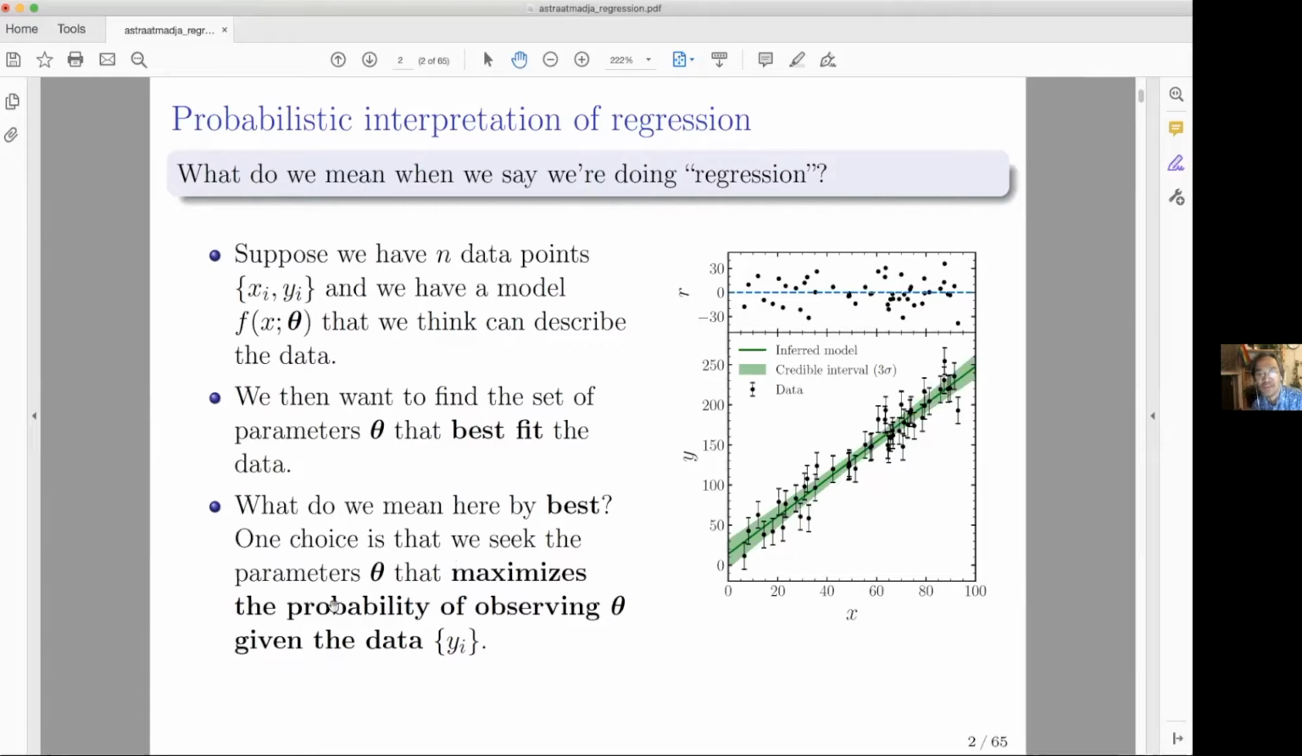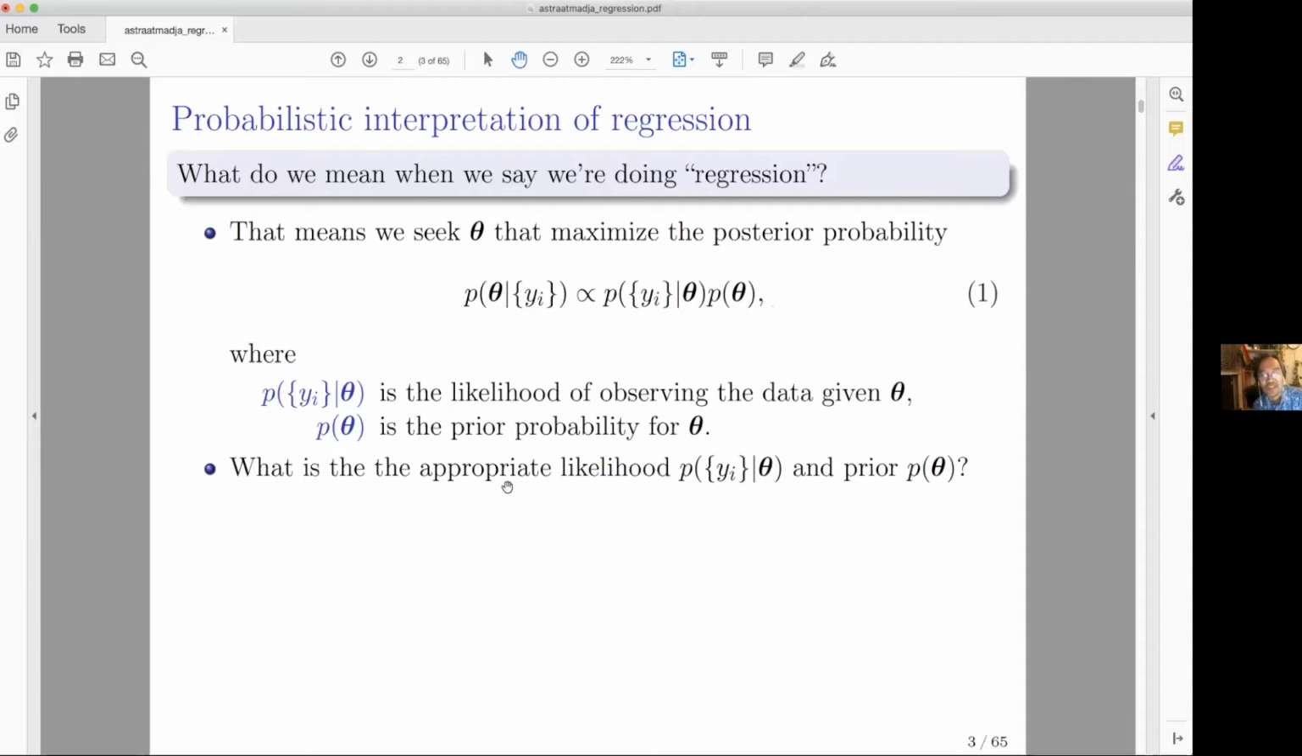So here I'm going to talk in terms of probability. What we mean by best here is the set of parameters theta that maximize the probability of the parameters given the data set that we have. So that's our choice of what we mean by best. We have other criteria, but let's go with this.